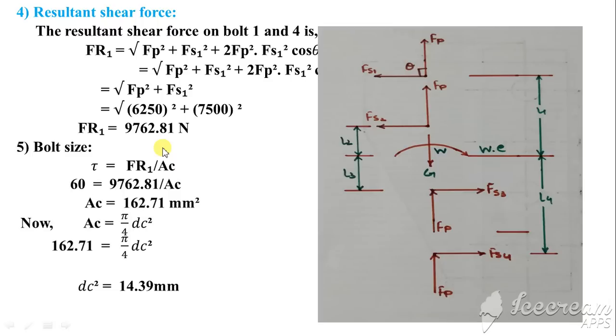So resultant force on bolt 1 is this. To find out the bolt dimension, tau is equal to resultant force divided by cross sectional area, that's pi by 4 DC square, where DC is the core diameter, which is 14.39 mm. For coarse thread, the relation is given by D equals 1.19 times DC. So D is coming out 17.13. Round up to the next value, D 18, that is M18 bolt is used for the given application.